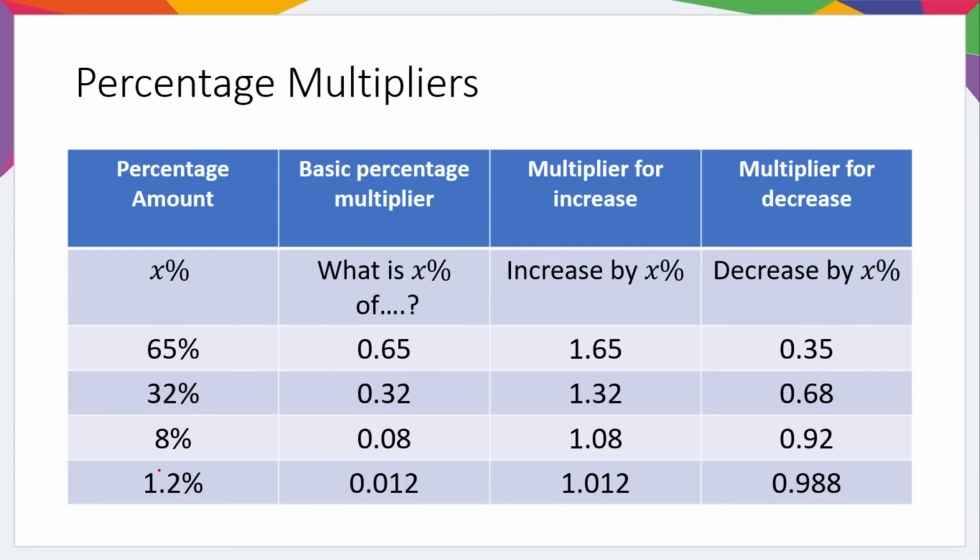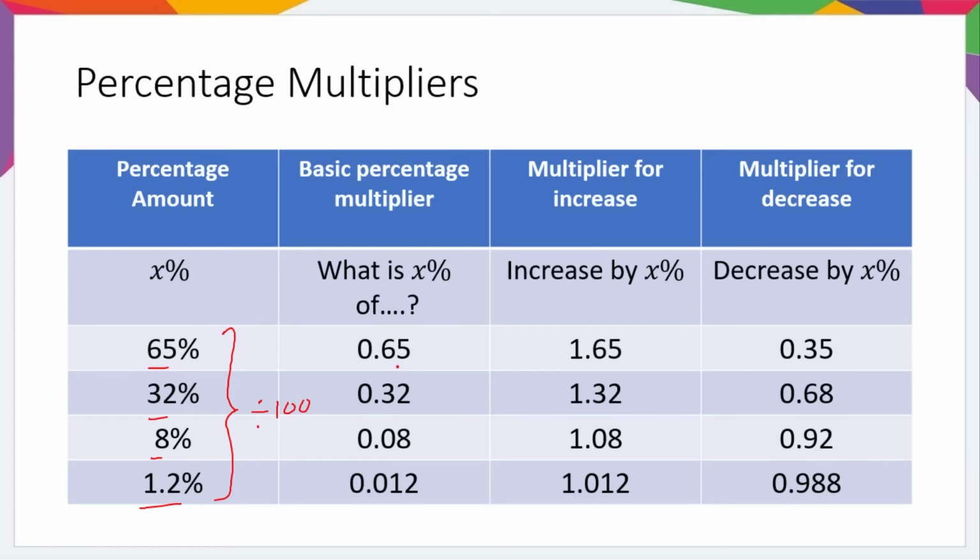So 1.2 becomes 0.012. Now, if you're ever not sure how to go from the percentage figure to your basic percentage multiplier, you just take the number and divide it by 100. Easy. Okay, so that's how you calculate a basic percentage of something. Now, assuming that you can get the basic percentage multiplier, the percentage multiplier for the increase is easy. You just add 1 to these numbers.